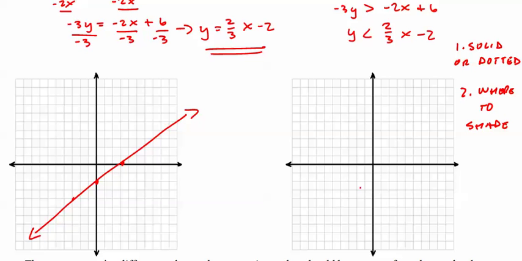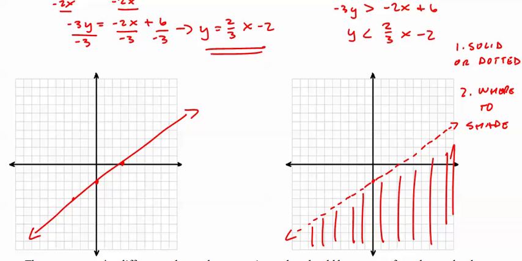So we graph it just like that, except since it's a less than, it's like an open dot. Oof, that's really bad. Really should use a ruler on these. We make it a dotted line. That's the less than aspect. It says y is less than, so we shade below.